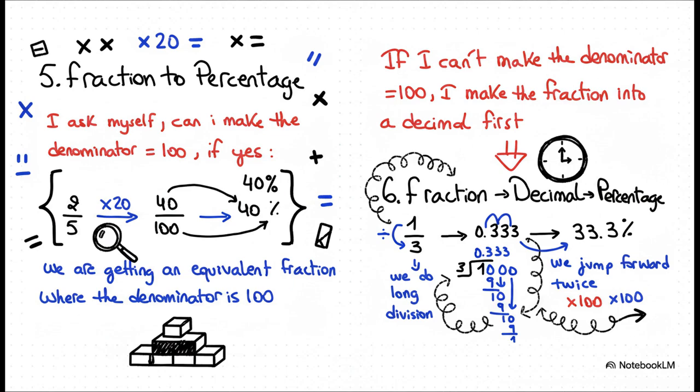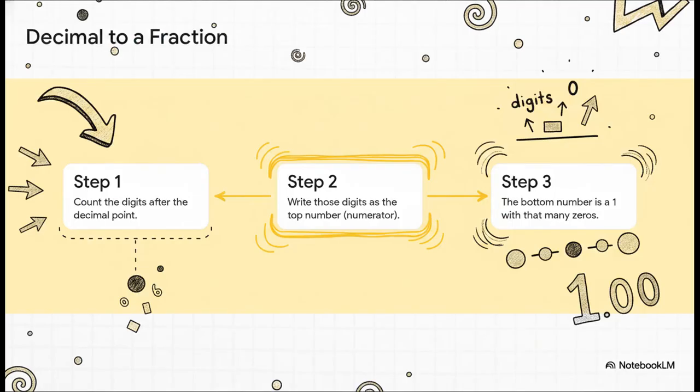And for our last big conversion, from a decimal to a fraction, this one has an amazing, simple 3-step rule that's really easy to remember. Step 1, count how many digits are after the decimal point. Step 2, write those digits as the top number of your fraction. And step 3, the bottom number is just a 1 followed by that many zeros.